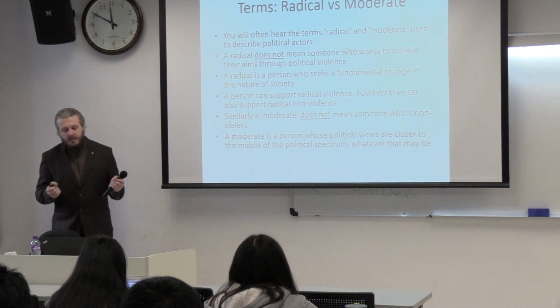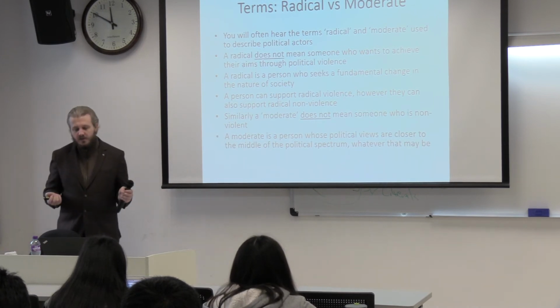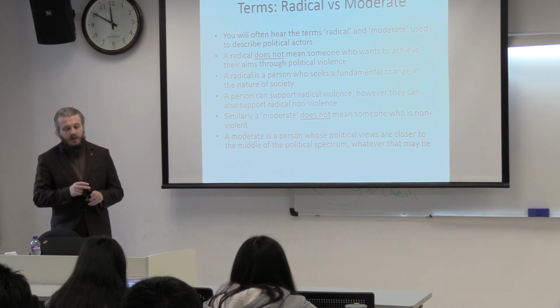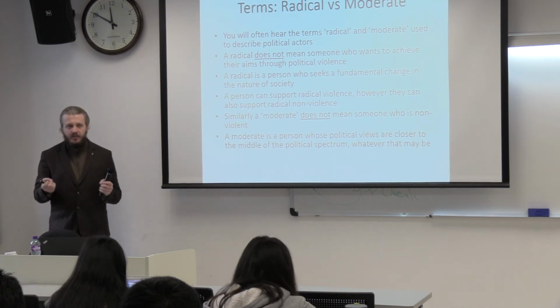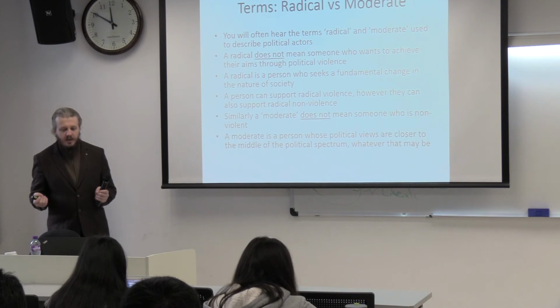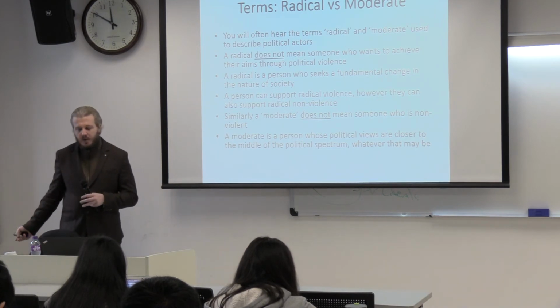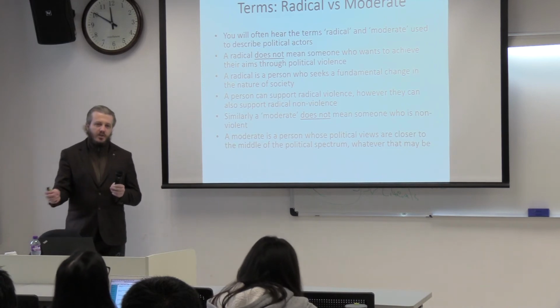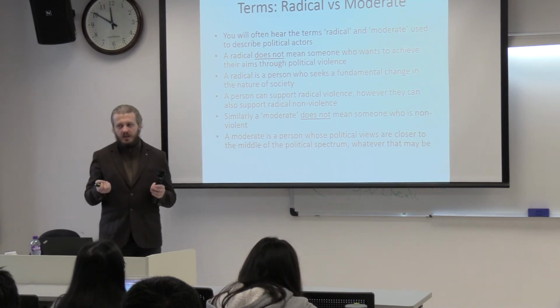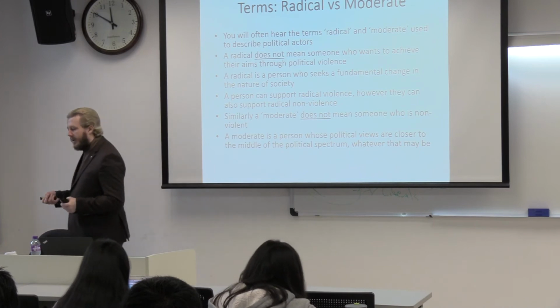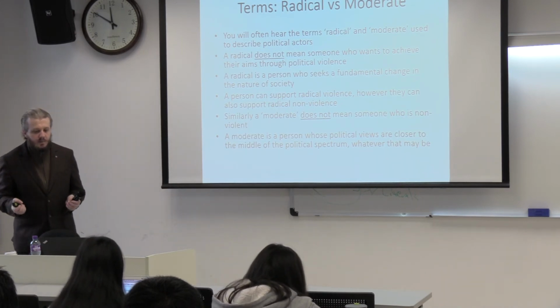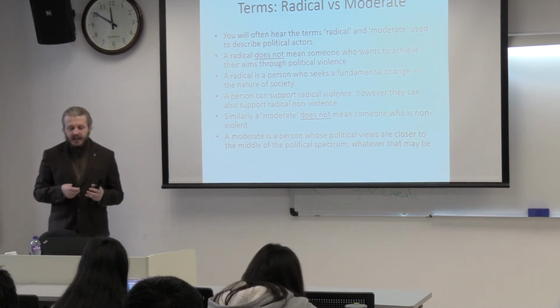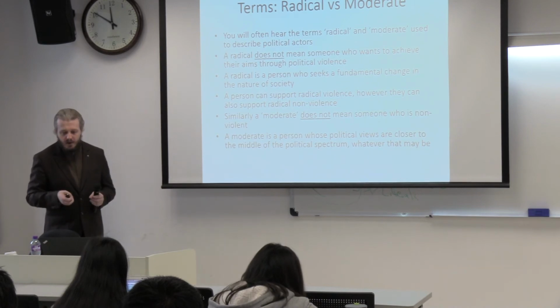Right, so some of the terms that you'll hear that are more controversial are radical and moderate. In the way that the average person uses these terms, there's an association between radicalism and political violence. We think that if a person uses political violence, they're a radical. If they don't, they're a moderate. And this is simply not true. So I'm going to try and explain the actual meaning of radical and moderate.